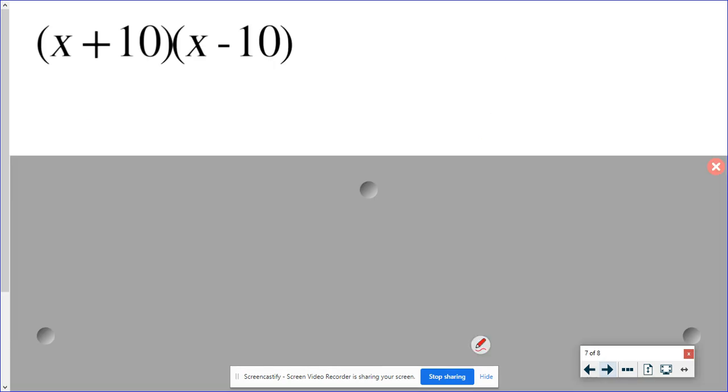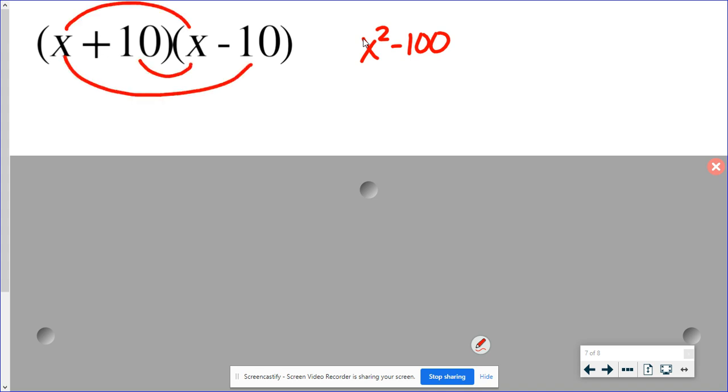For this, again, hopefully you can see that this answer is going to be x squared minus 100, right? X squared, got it. That's a negative 10x, that's a positive 10x, they go away. 10 times a negative 10, negative 100.